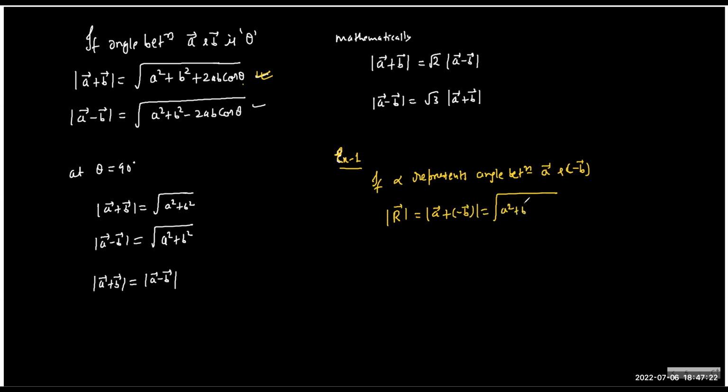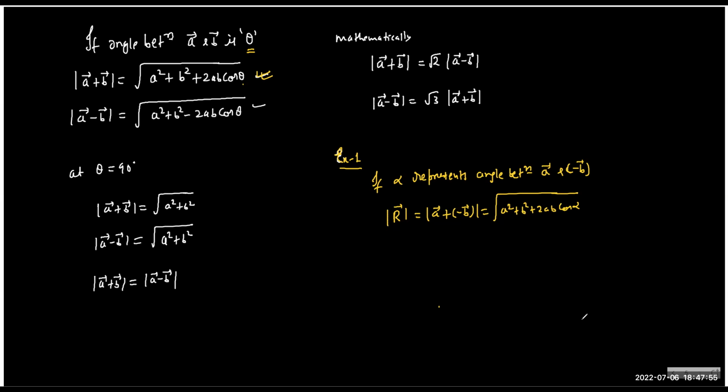A square plus b square plus 2ab cos alpha. We cannot use minus, no? Because the angle itself is given for these two vectors, a and minus b. Now this formula is kind of confusing. This theta is the angle between a and b given, and you are trying to find the resultant of a and minus b.